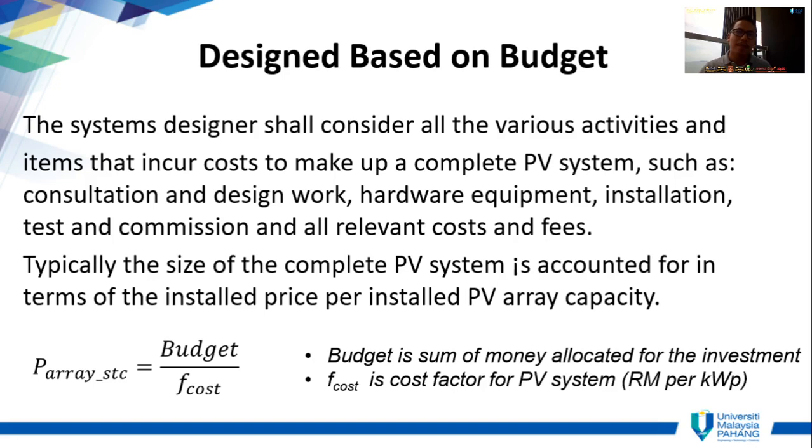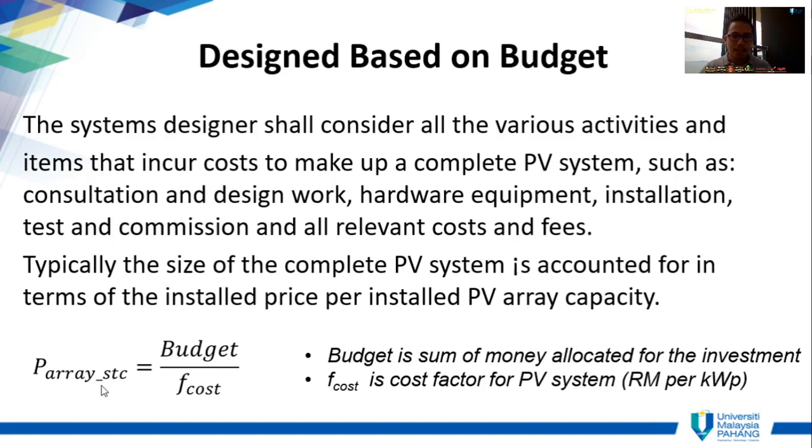Okay, what will happen if we decide to design based on the budget? The system designer should consider all the various activities and items that incur cost to make up a complete PV system, such as consultation and design work, hardware equipment installation, test commissioning, and all relevant costs and fees. It means that system designers have some amount per kilowatt peak, they call that. Typical size of the complete system is accounted for in terms of installed price per installed PV array capacity. So the equation here: P_R,STC equals budget over F_cost.